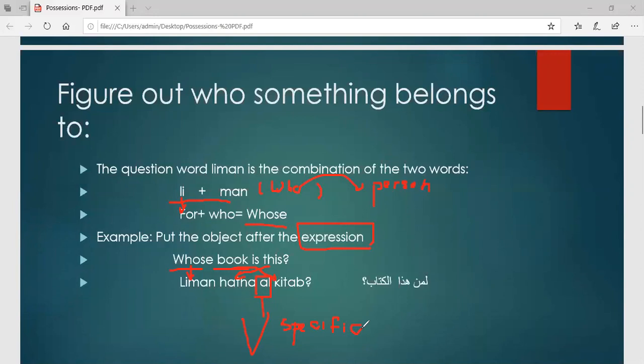So liman hadha al-kitab. So the closure to this slide: if you want to figure out who something belongs to, you start with what? With whose. Whose is made as a combination of two words, which are li and man. Li is for, and man is who. With all of it, it becomes for who. For who, which is whose, asking about a person. We put after whose an object, it becomes whose book is this.